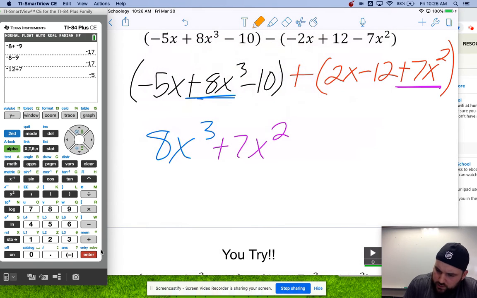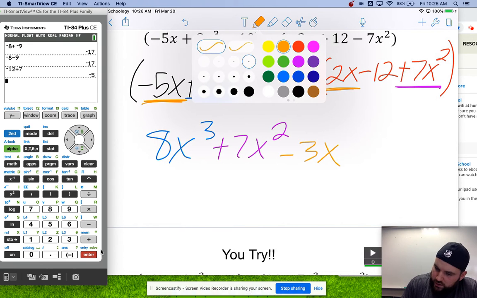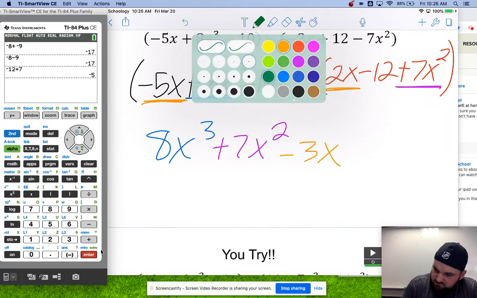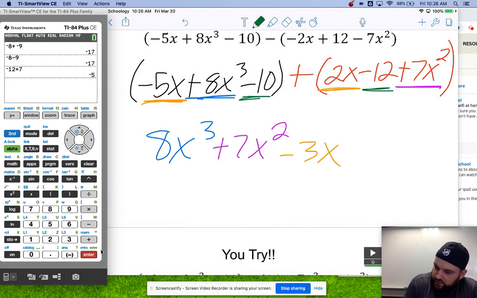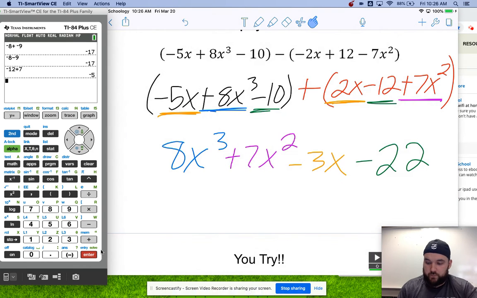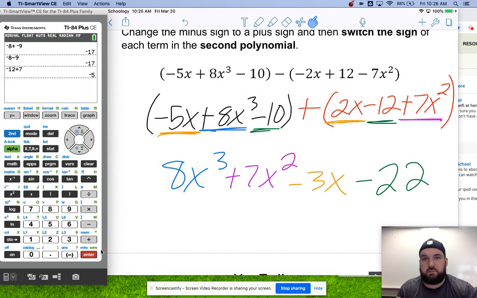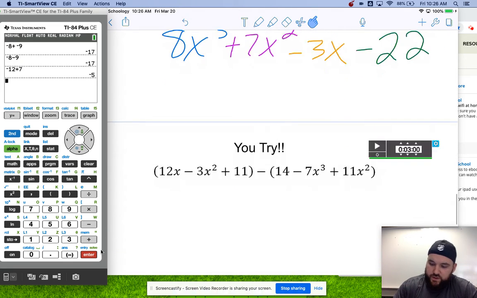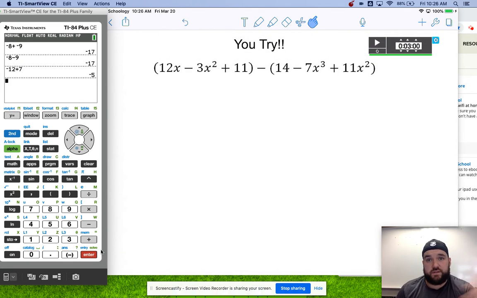What do we got now? We got negative 5x and plus 2x, which is negative 3x. And finally, what color? Green. We have negative 10 and negative 12. Negative 10 take away 12 more is going to give me negative 22. Okay. And then we're done. It can't be simplified anymore. It can't be condensed or made shorter. So we move on. Go ahead and pause. Give it, if you haven't already, give the you try problem a shot. And then we'll summarize and get out of here.